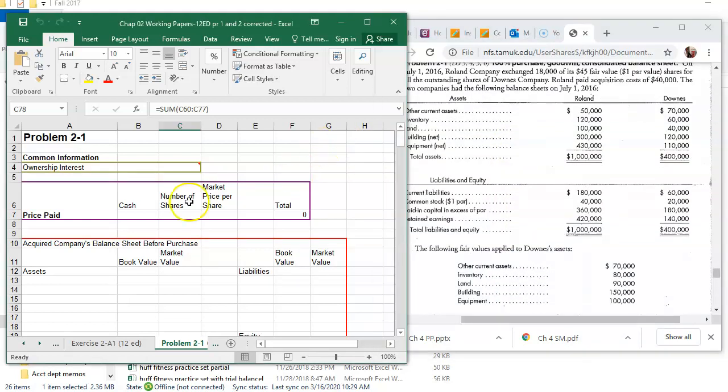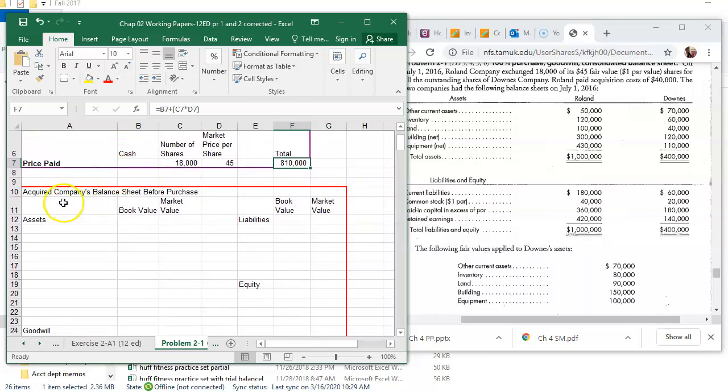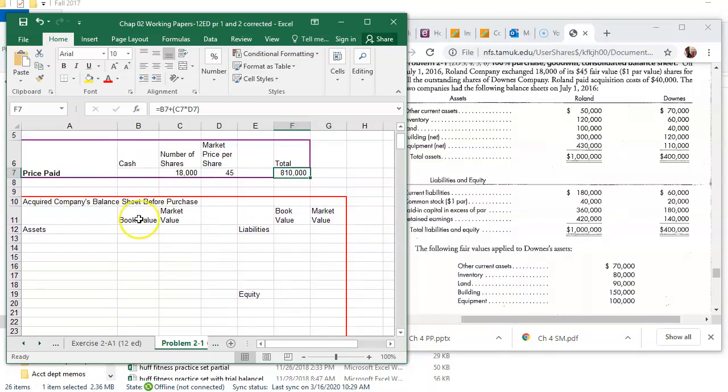Okay, so over here, they're not paying any cash for the company. They are giving them 18,000 shares of stock. Their stock is worth $45 a share. So they're paying $810,000 for Downs, for the investment in Downs. Okay, then the balance sheet they have here, this is Downs. This is for the company that you are buying or that's being purchased.